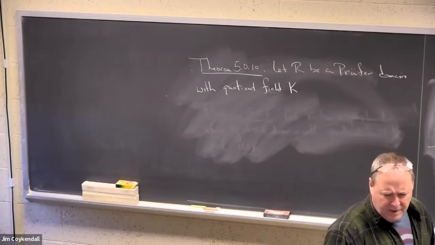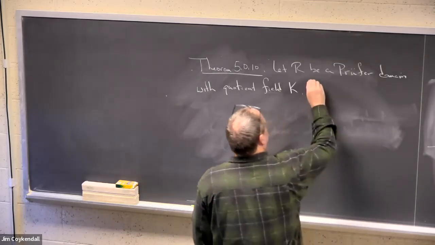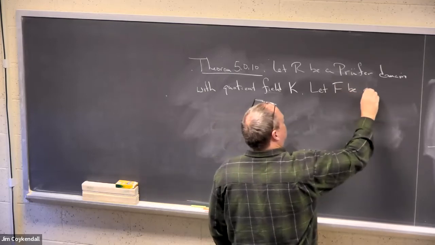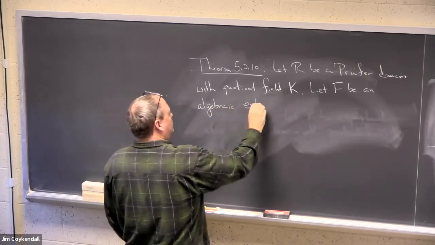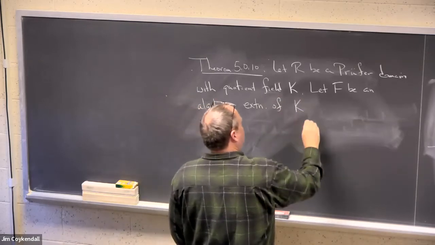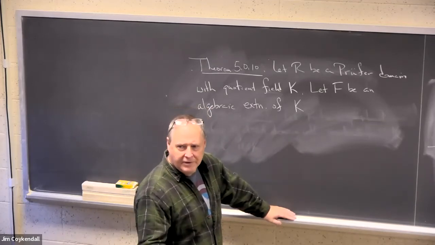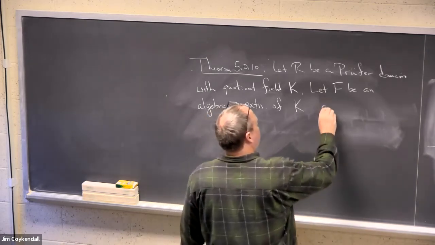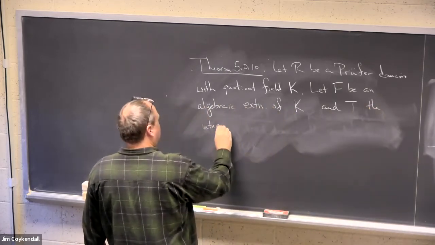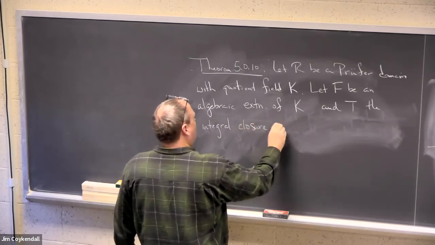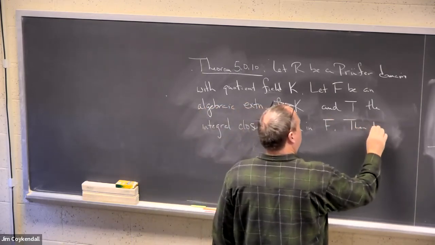And let F be any algebraic extension of K, and T the integral closure of R in F. So F can be any algebraic extension of K that you want. It can be infinite dimensional. It can be huge. And T, the integral closure of R in F. Then T is Prufer.